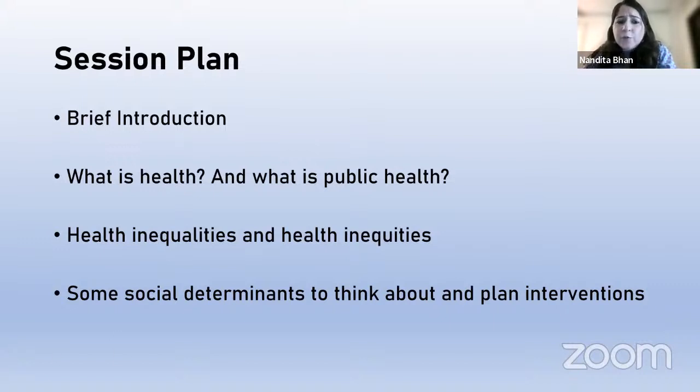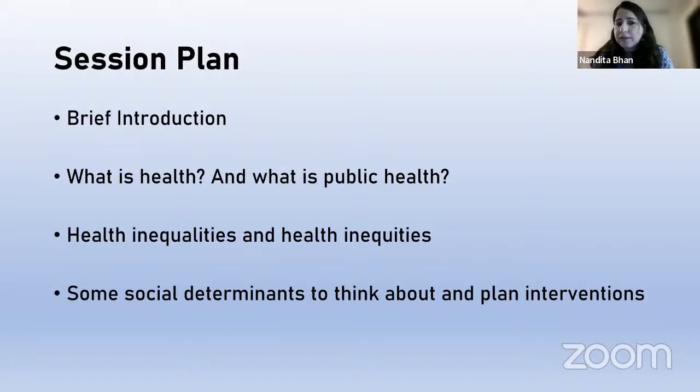What we're going to do in this session today is a brief introduction, which we've done. We're going to talk about how this whole concept of social determinants of health really goes back as far as 1948, when we started defining what is health or what is public health. So it's really not something new, as a lot of people feel. It's actually not.